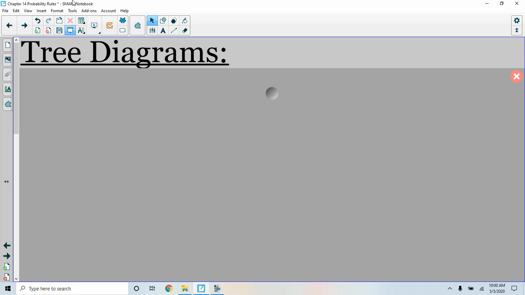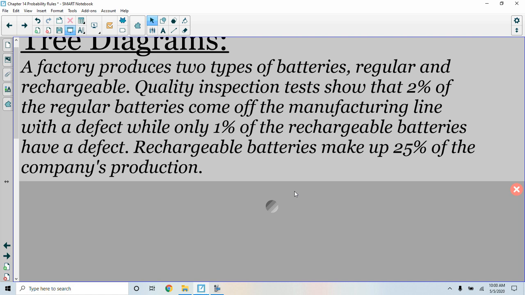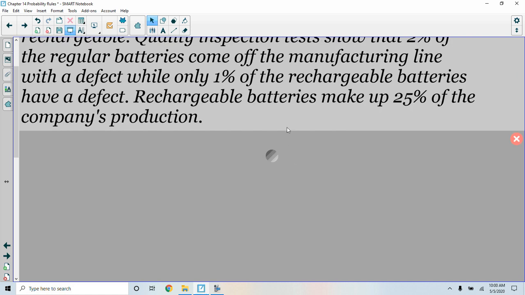We can create tree diagrams to try and model scenarios so that we can find probabilities easier. It's not something you have to do, but it can be helpful. So we're going to go back to our rechargeable and regular battery scenario. So same numbers and values.